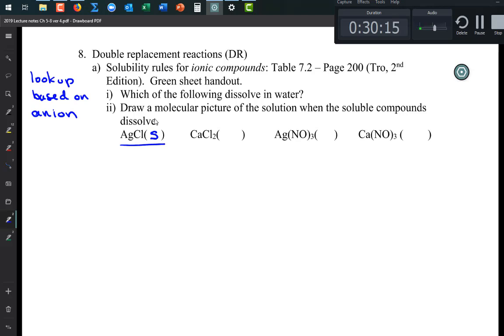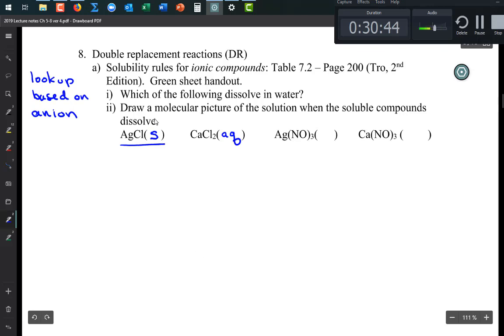Okay. So calcium chloride, is calcium an exception? No, because it's not on the list. There's only a few of them that are listed: silver, mercury, and lead. So anyways, that's what you have. So that means this will be aqueous.